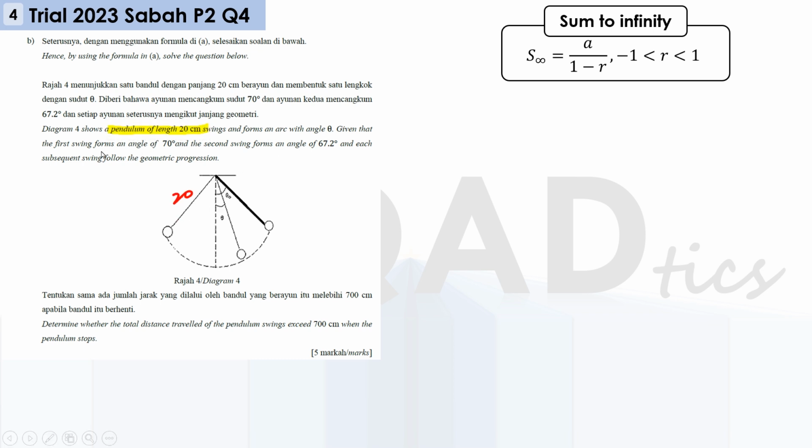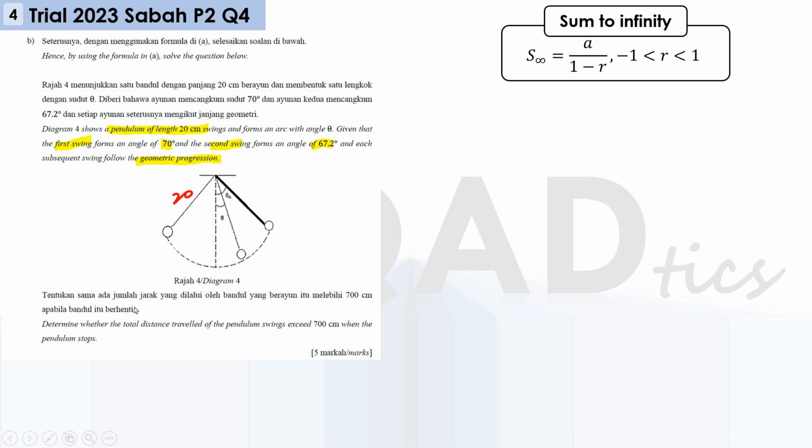And it says that the first swing involves an angle of 70 degrees. So from here, swing to here. And the second swing would be 67.2 degrees. So from here, swing to here. And it says that the angles follow the geometric progression.